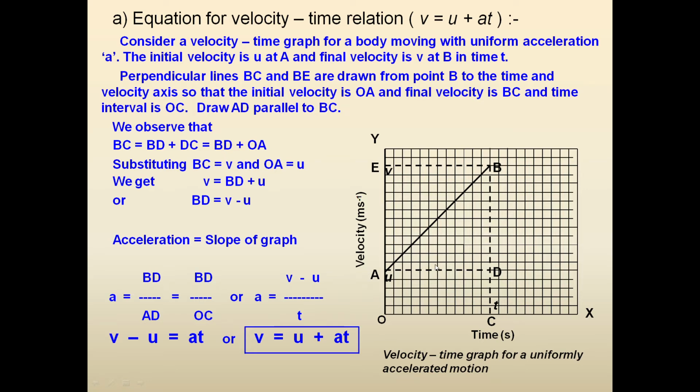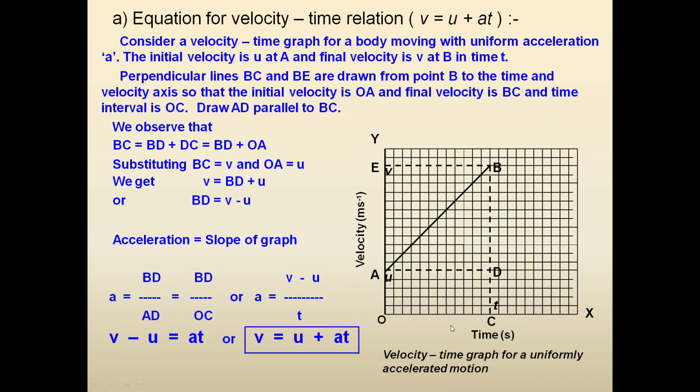Now acceleration is equal to the slope of the graph line. And how to calculate slope? Slope is calculated by finding the ratio of perpendicular and base of the triangle. The perpendicular is BD and base of triangle is AD. So acceleration will be BD divided by AD. Now what is AD? As it is very much clear from the diagram here, AD is equal to OC and OC is the time t. So AD is equal to t here.